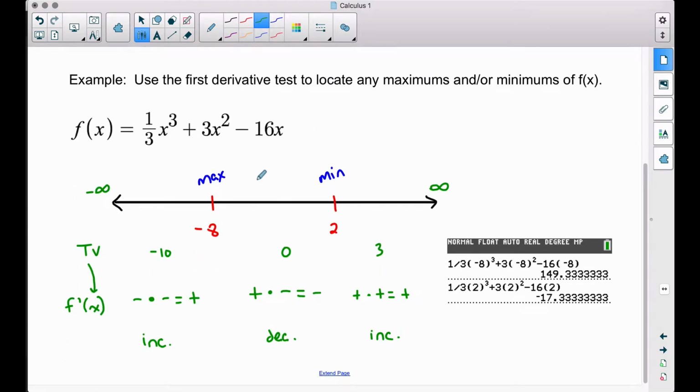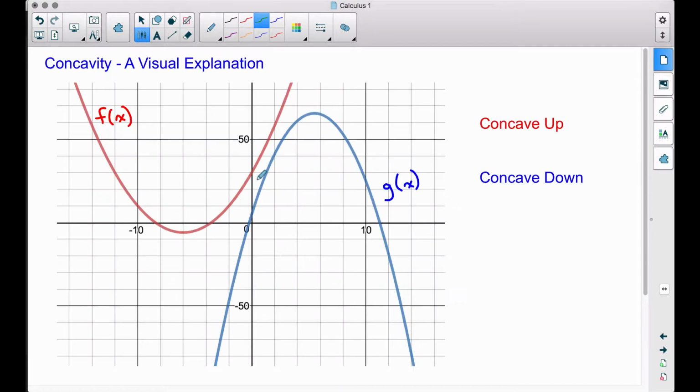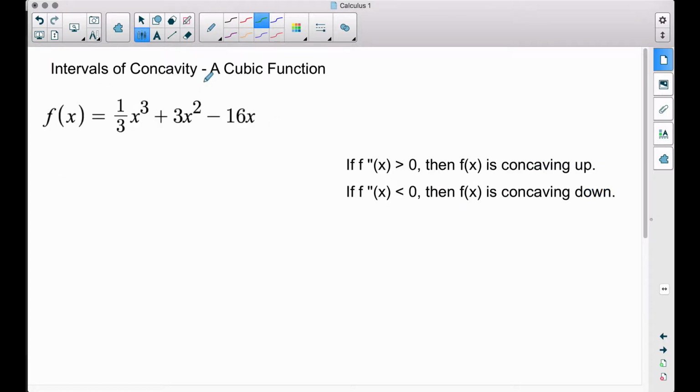Now we're applying something new. We're going to talk about the second derivative and how it helps determine intervals of concavity. Up until this point, if you have not seen this video where we talk about concavity, a visual explanation, make sure you check that out. And if you're good to go with that, then we can go ahead and proceed with this. So, concavity, we want to find the second derivative, and if the second derivative is positive, then our function's concaving up. If our second derivative is negative, our function is concaving down.